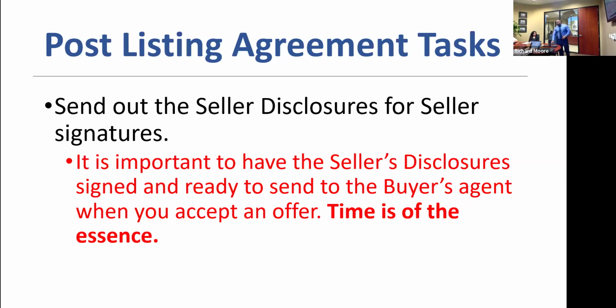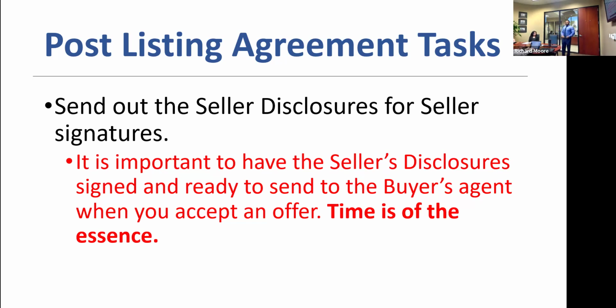This is important because you want to be ready. Let's say you go on the market and you get 1, 2, 3, 4, whatever, how many offers, right? And one of them is a cash offer. They're giving you asking price. They want a 10-day escrow. That's great. You already have your disclosures ready to send out to them, right? They're filled out, they're signed. Here you go.